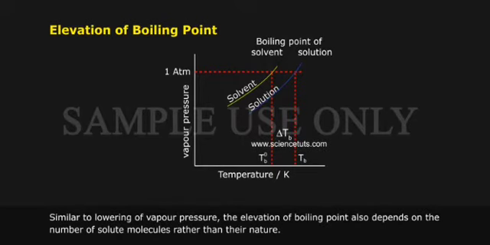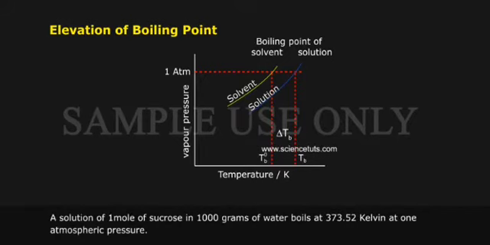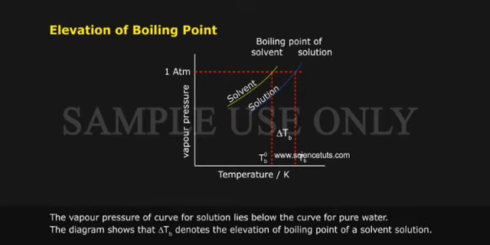Similar to lowering of vapor pressure, the elevation of boiling point also depends on the number of solute molecules rather than their nature. A solution of 1 mole of sucrose in 1000 grams of water boils at 373.52 Kelvin at 1 atmospheric pressure. The vapor pressure curve for the solution lies below the curve for pure water. The diagram shows that delta Tb denotes the elevation of boiling point of a solvent solution.